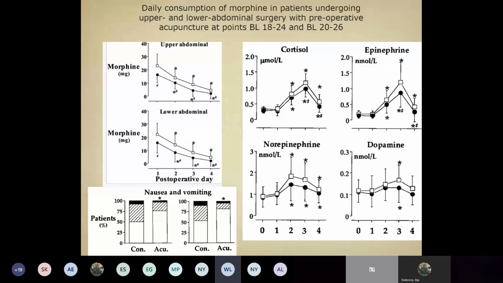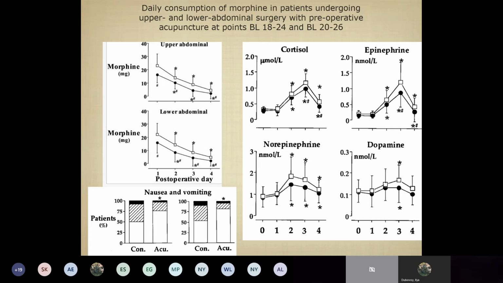The results: this was about 20 years ago, so the post-op pain management was done by an epidural catheter, which was placed preoperatively and before the needles too. And as we see, there is quite a significant effect for post-operative morphine consumption. The stars on days, particularly on days 2, 3, and 4 post-operatively, for both the lower and upper abdominal surgery, indicate statistical significance. There is less nausea and vomiting in these patients, and interestingly enough, there is quite a bit of change in some of their catecholamine and even cortisol levels.